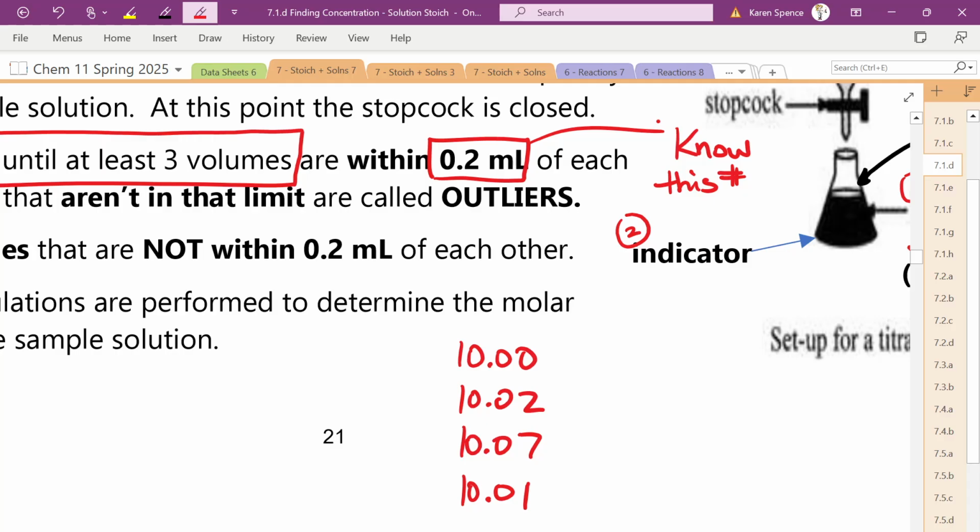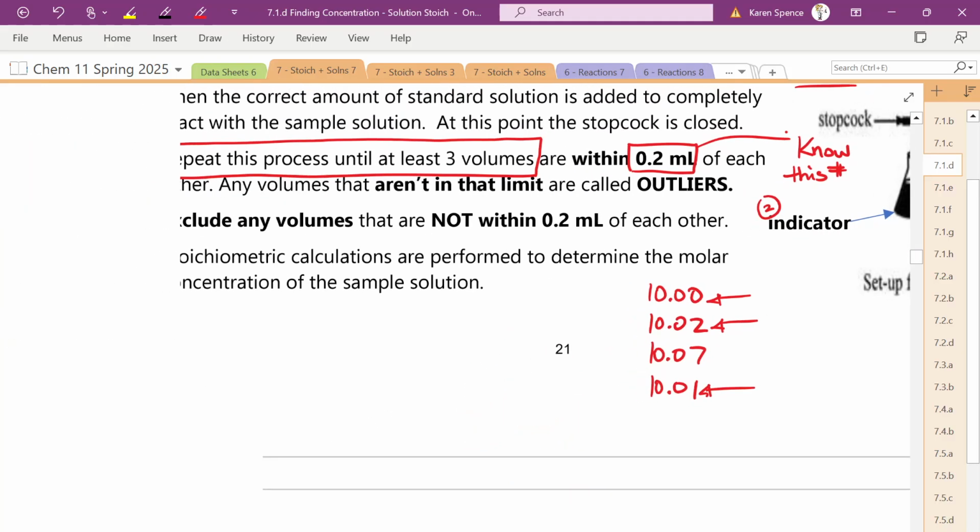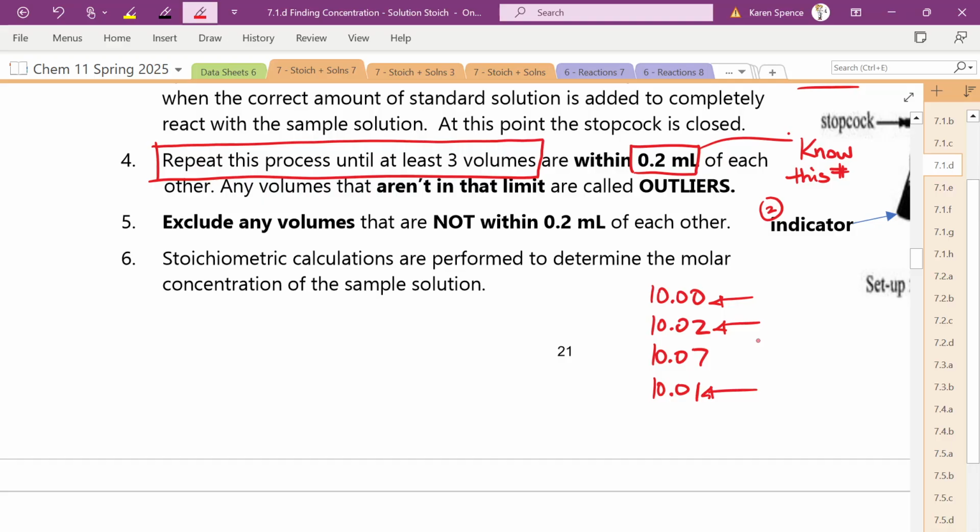Which of those 3 data would we use? Which of those 4? 10.0, 10.01. These 3 are within 0.2 of each other. The 10.7 is out of bounds. Now, when you do your titration, you might not have time to do 4, 5, 6 things. We sometimes fudge a little bit because it's your first time through and you don't always get data that good. And we're like, close enough, right? But we're going to give you some data here that actually gives you good data. If you have this 10.7, that 10.7 is the outlier, and you will not use it in your average.